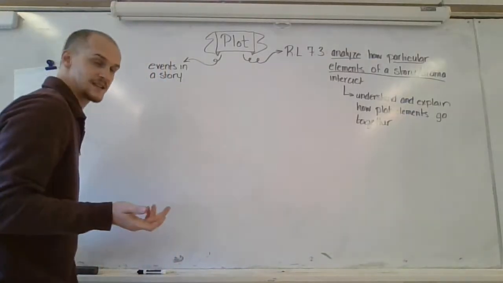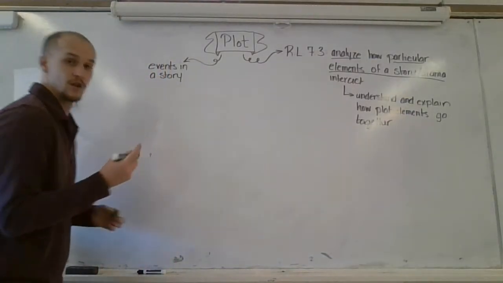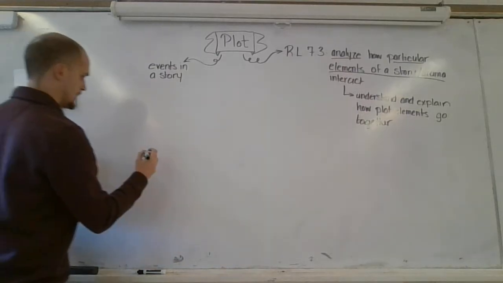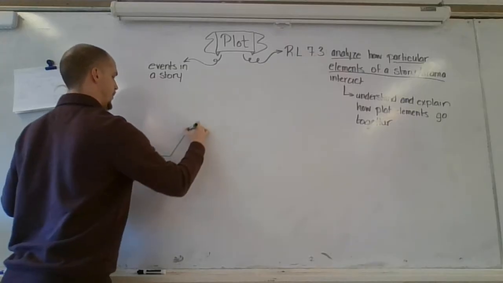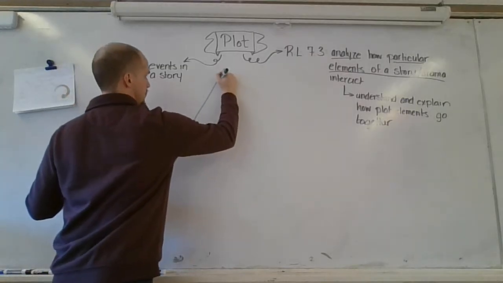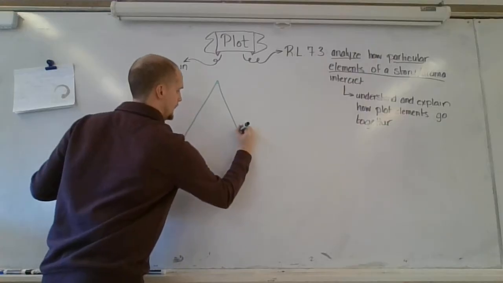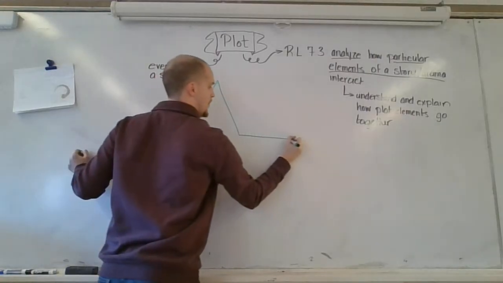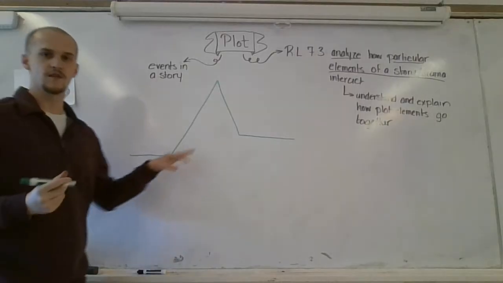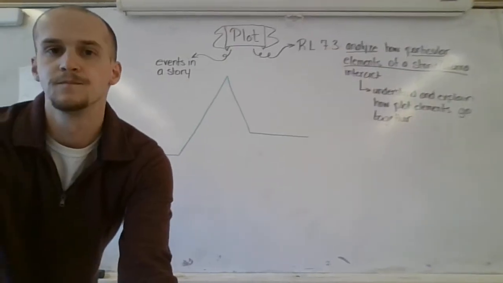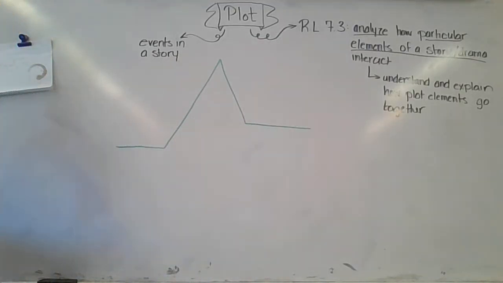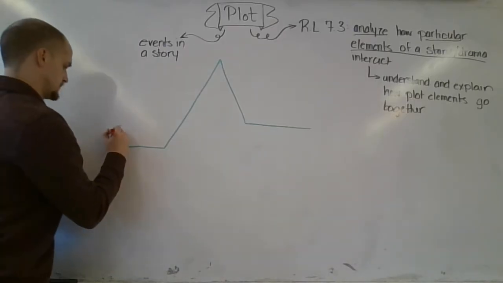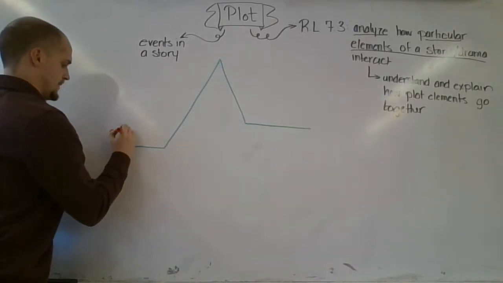Well, to do that, like I said, we're going to draw a diagram. And our notes are going to go along the diagram. Okay, so this is our diagram right here. In the green is our diagram. Okay, well, plot element number 1 is the exposition.